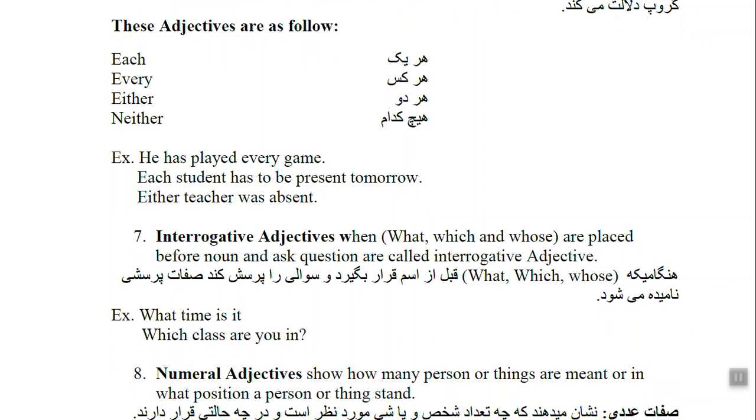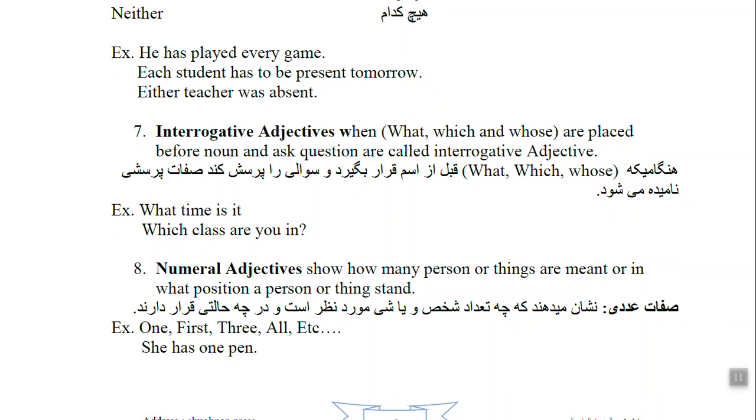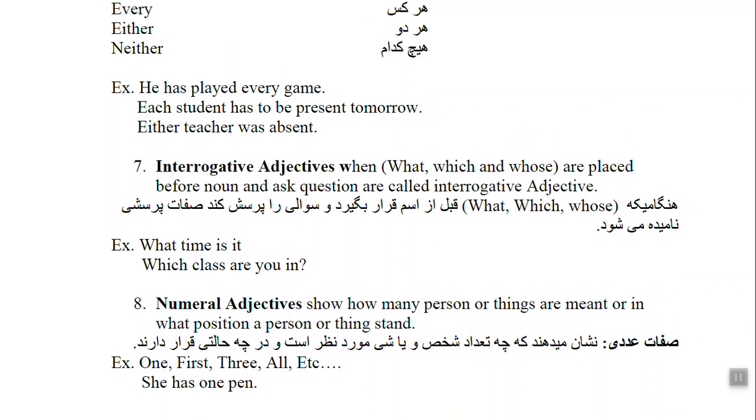Okay, numeral adjectives. Numeral adjectives show how many persons or things there are, or in what position a person or thing stands. For example, one, first, three, all, etc. In this case, we can say she has one pen. It means she has one pen. She doesn't have two pens.